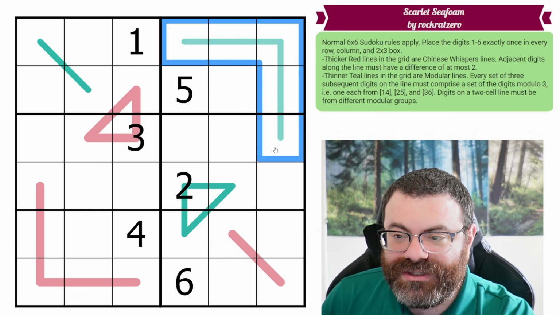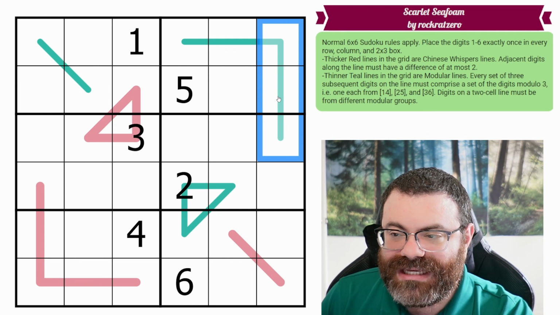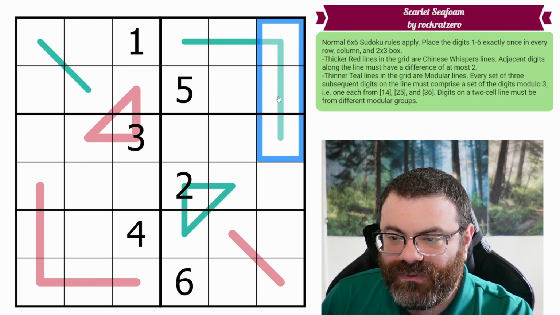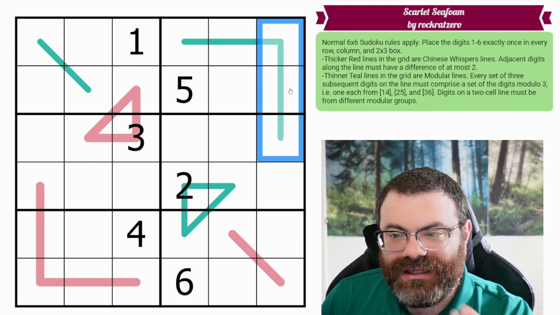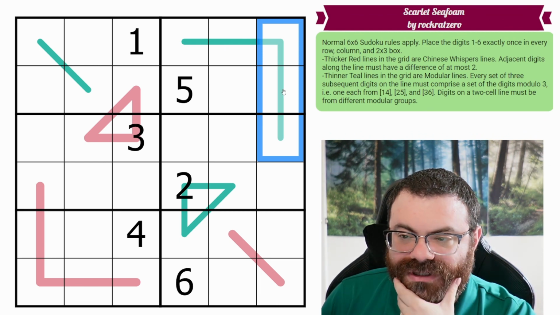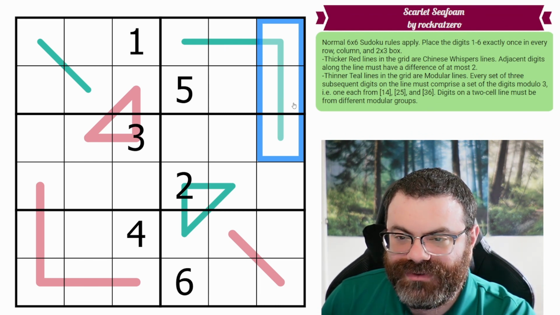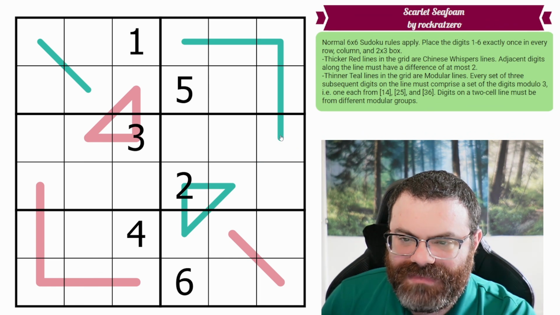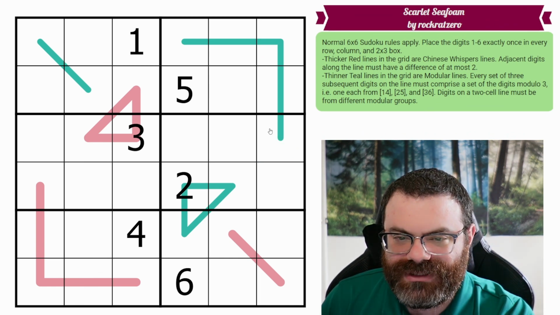We also have these thinner teal lines. These are called modular lines. So every set of 3 digits along the line, so these 3, and these 3, have to have one of each from 1 and 4, 2 and 5, and 3 and 6. So these are the different classifications of numbers modulo 3, if you want to think about it mathematically, or you can just use those groupings however you'd like.